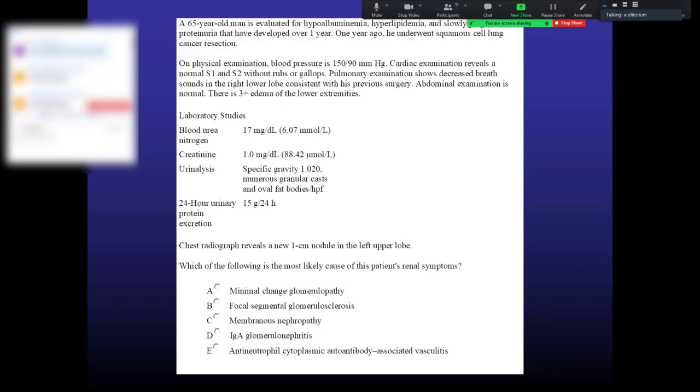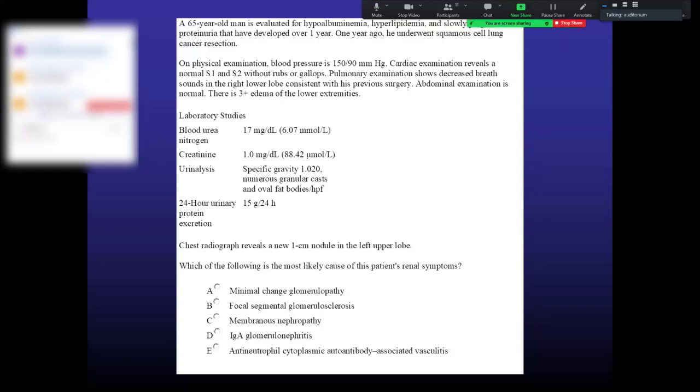And this is kind of another classic board style question. You have a 65-year-old gentleman with low albumin, hyperlipidemia, and proteinuria that have developed over 1 year. 1 year ago, he underwent squamous cell lung cancer resection. On physical exam, blood pressure is 150/90. Exam reveals normal S1, no rubs or gallops. Pulmonary exam shows decreased breath sounds, consistent with his previous surgery. And there's 3+ lower extremity edema. His creatinine's 1. He has 15 grams of protein in 24 hours, so I think we can all agree he's nephrotic.